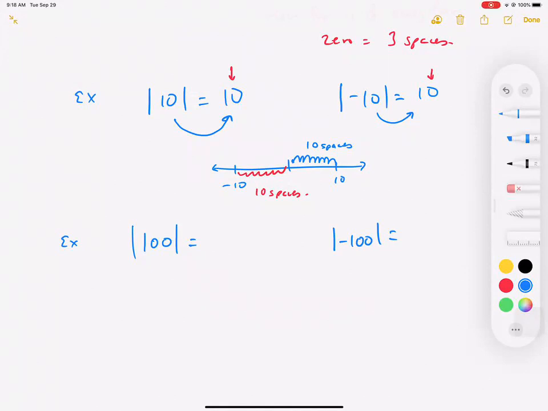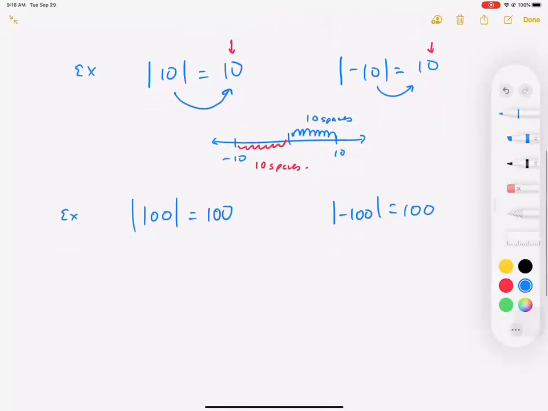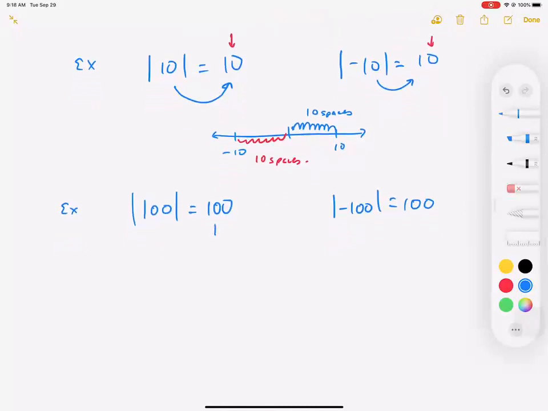Sorry about that. So how far is 100 away? Well, it's going to be 100 spaces. How far is negative 100? That's 100. Absolute values are that easy. Great, awesome. So whether it's positive or negative, it always makes it into a positive. Now, just a reminder, I don't write absolute value anymore. I just write the number. So how many spaces is 100 away? It's just 100. How many spaces is negative 100 away? That's also just 100.